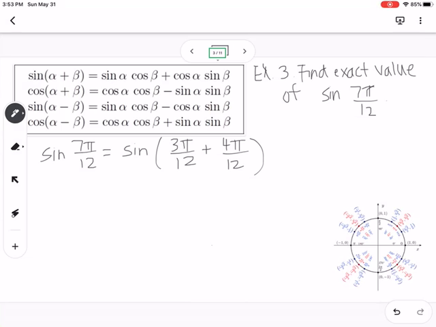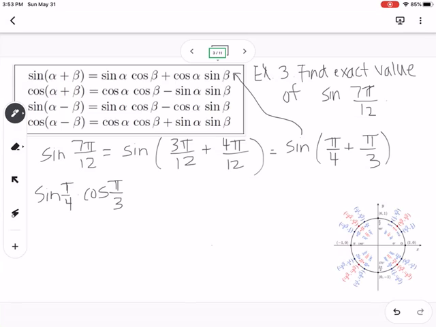And you could try it with different angles, as long as it works out to give you 7 pi over 12. All right, so then that gives us sine of pi over 4, and 4 pi over 12 is pi over 3. Okay, so now this is a sine, and this is an addition, so we're going to use this formula right there. So we're going to have sine of pi over 4 times cosine of pi over 3, plus cosine of pi over 4 times sine of pi over 3.